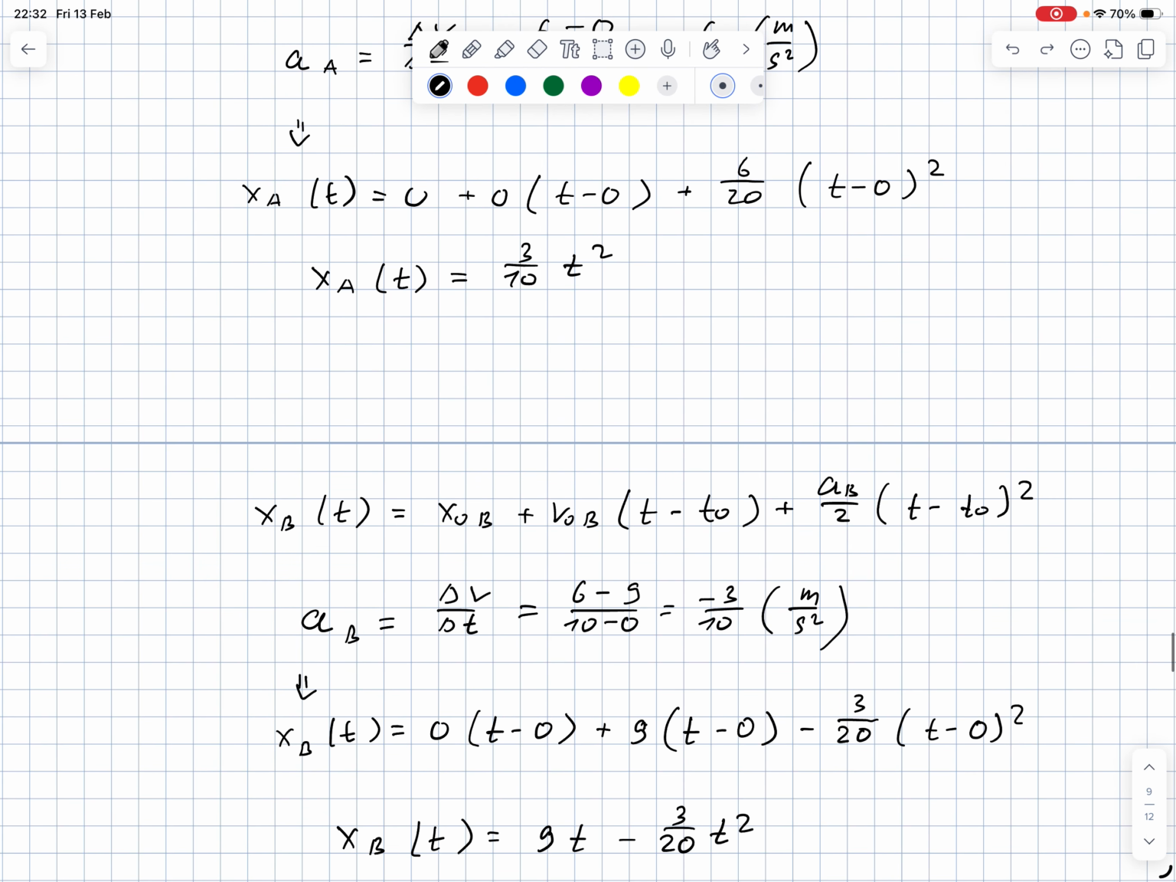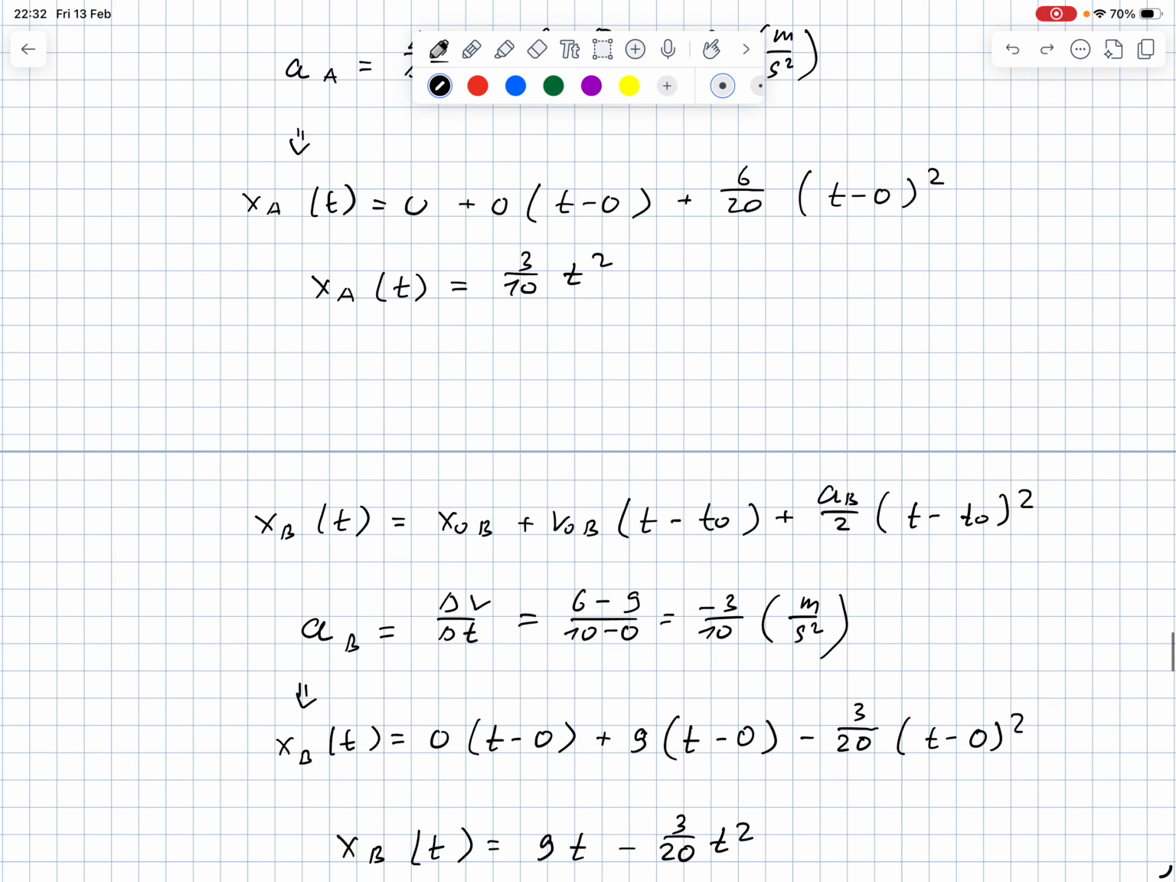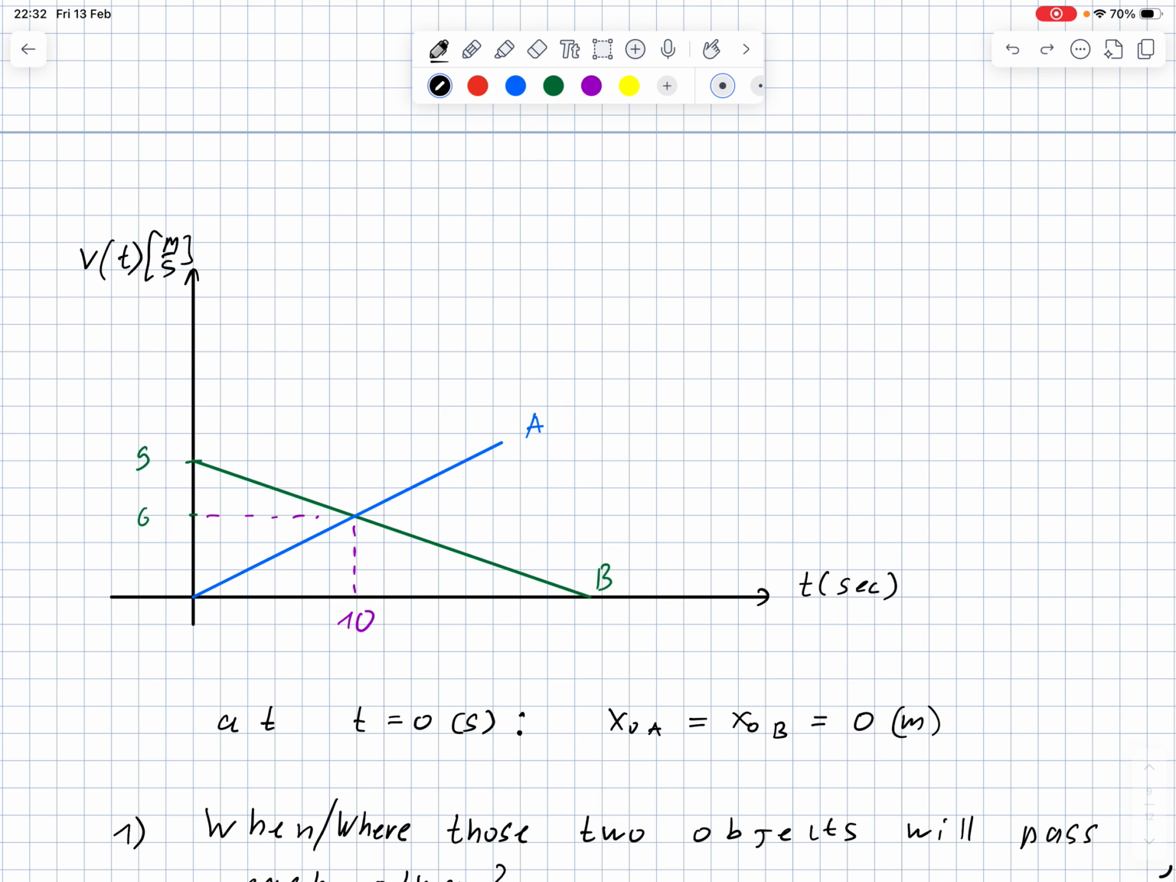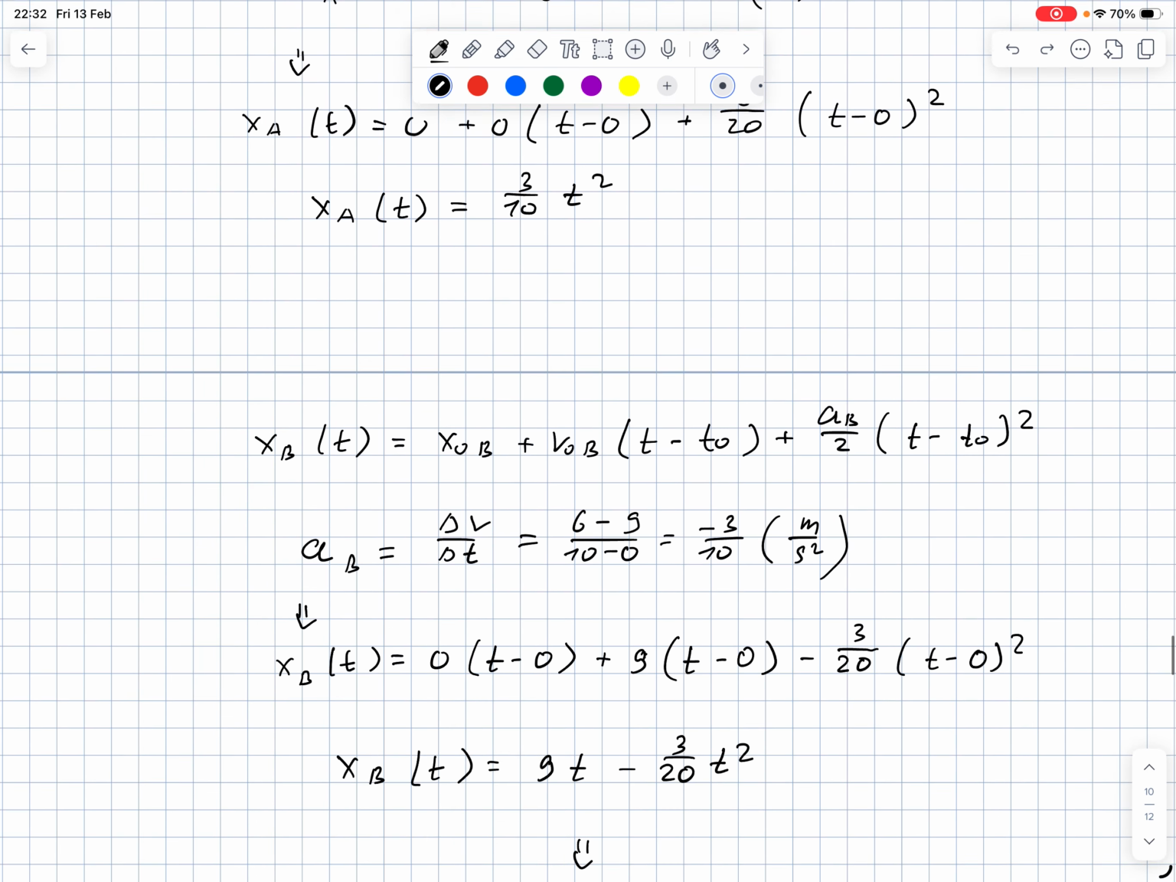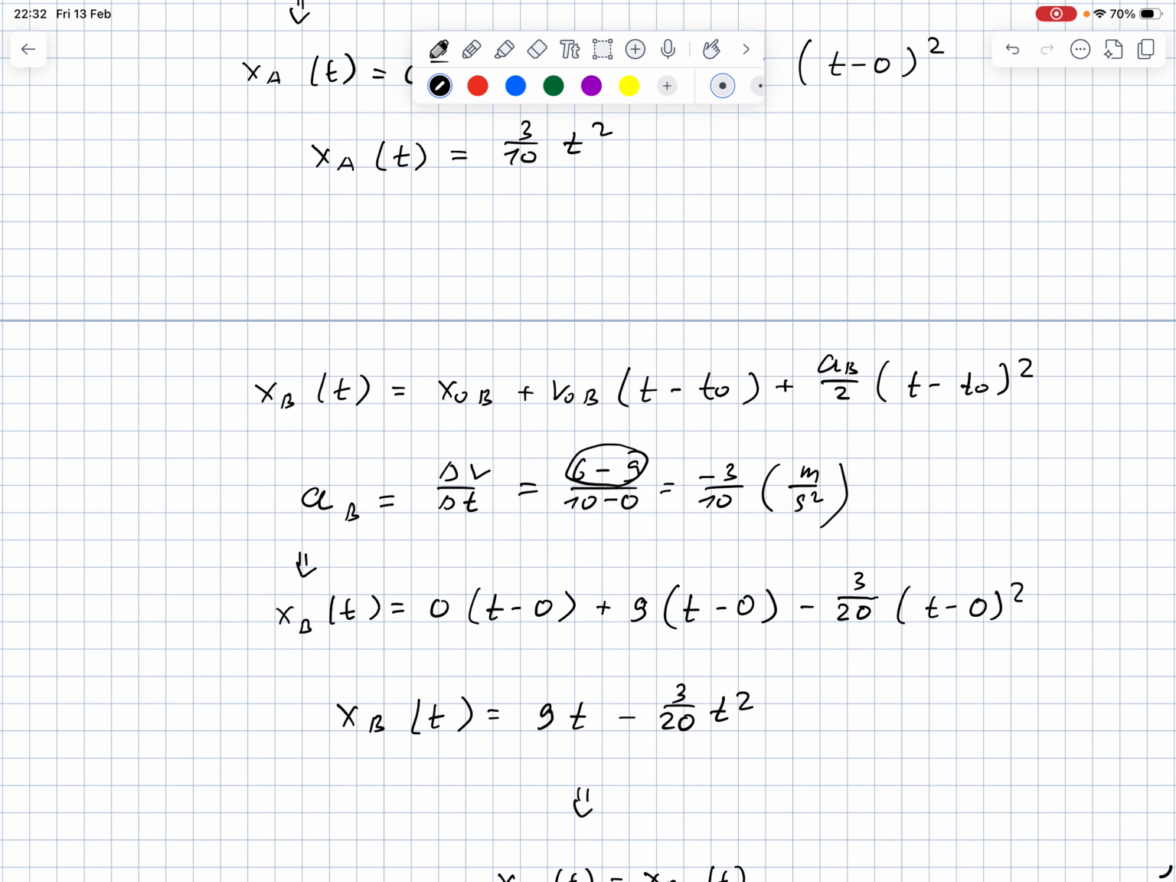Okay, also for object B, I'm going to use the same formula. Now also here, I need to find the acceleration of object B. Again, let's check if we have two coordinates. Of course we do, second and first. If we talk about delta V, it's 6 minus 9 divided by 10 minus 0. Let's see. Again, 6 minus 9 divided by 10 minus 0. And finally we have minus 3 divided by 10 meters per second squared.